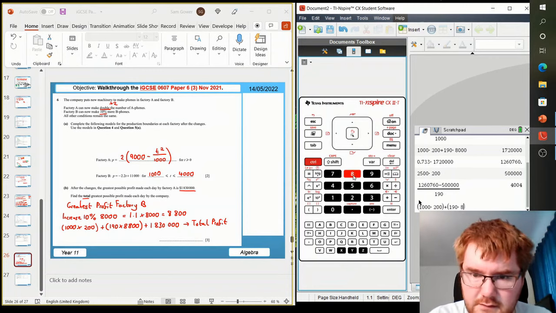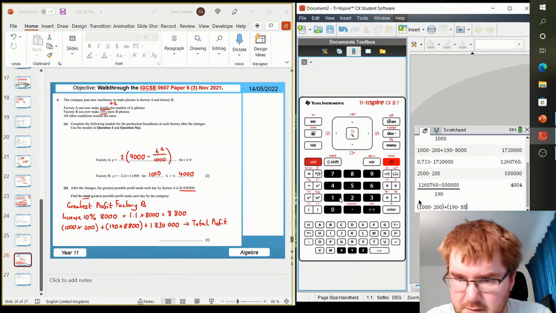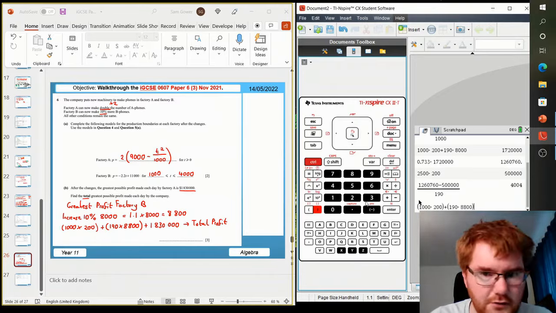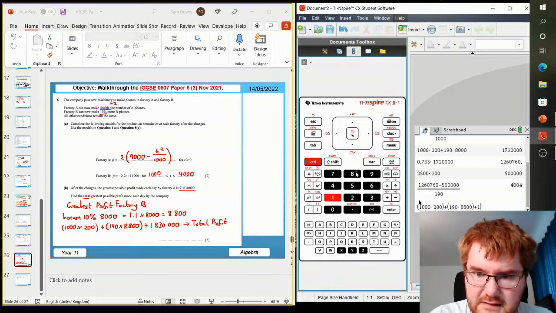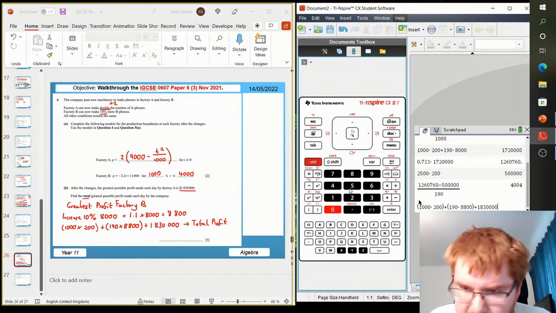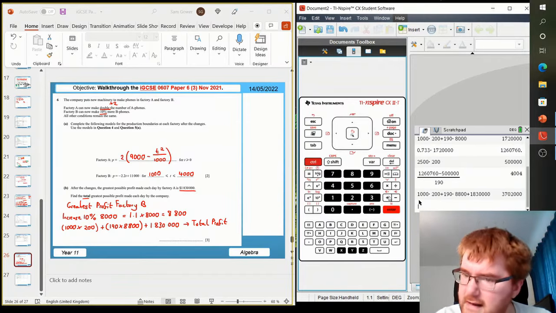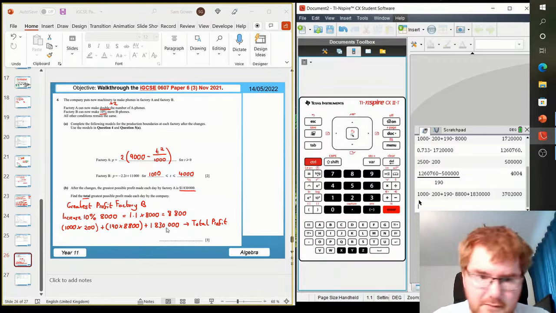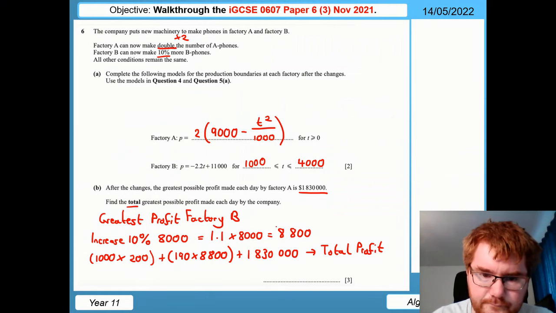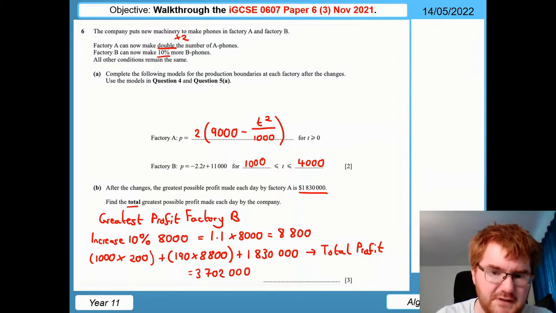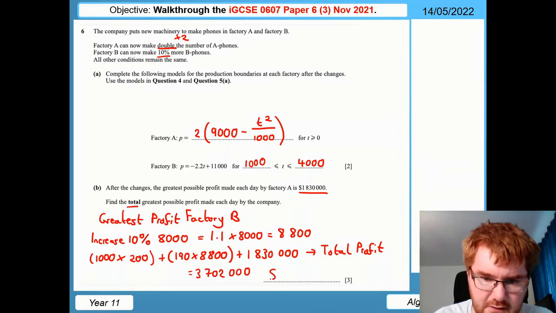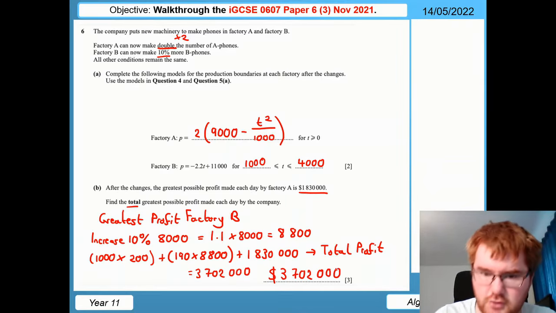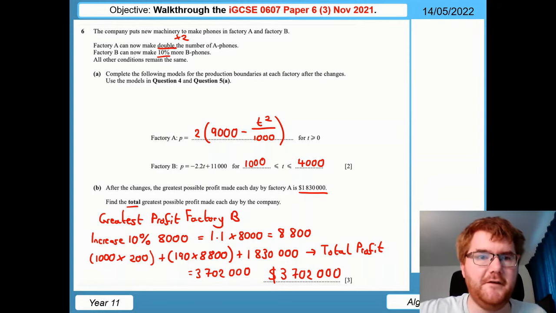And just making sure everything, don't put too many 8s, for example. This is where you just need concentration. Make sure everything is where it should be. So 8, 0, 0, 0, 0. Double check. Yep, I'm happy with that. And we get our final answer of 3702 and 3 zeros. And let's just put this in money. Again, communication is critical here. So we get $3,702,000 as our final answer.